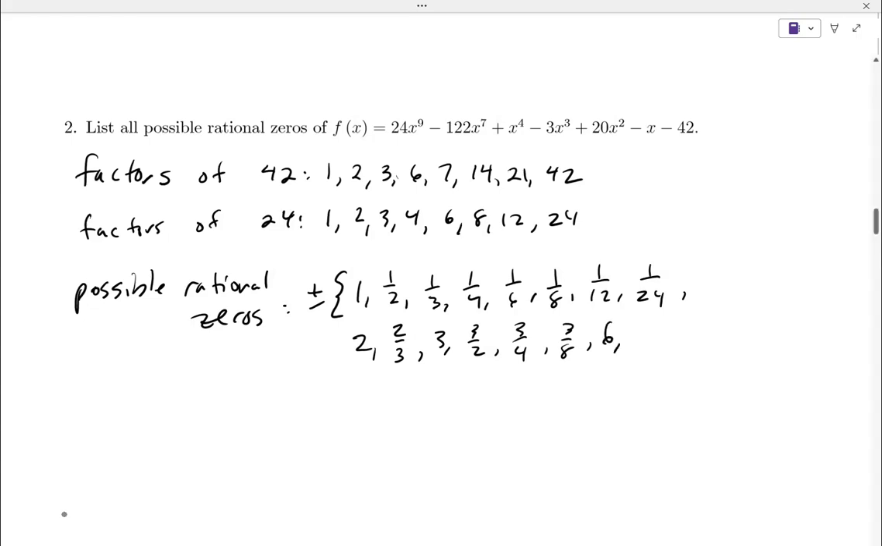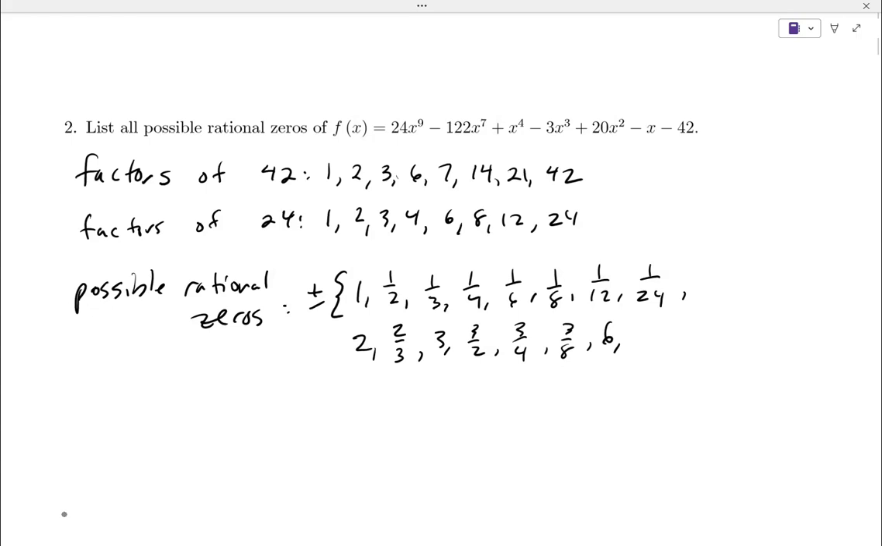6. So 6 over 2 is 3, which is listed. Yep. 6 over 3 is 2, which is listed. 6 over 4 is 3 halves, which is listed. 6 over 6 is 1, which is listed.